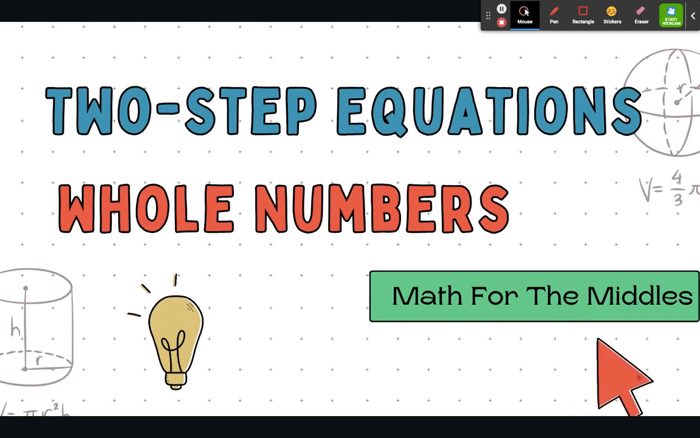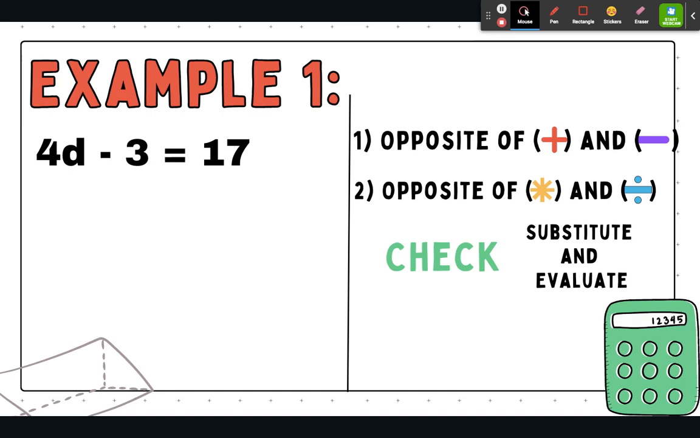This video is going to go through two-step equations, specifically with whole numbers. All right, so in our first example, we're going to be looking at 4 times d minus 3 is 17. We need to look through our steps of the opposite of addition and subtraction, followed by the opposite of multiplication and division, okay?